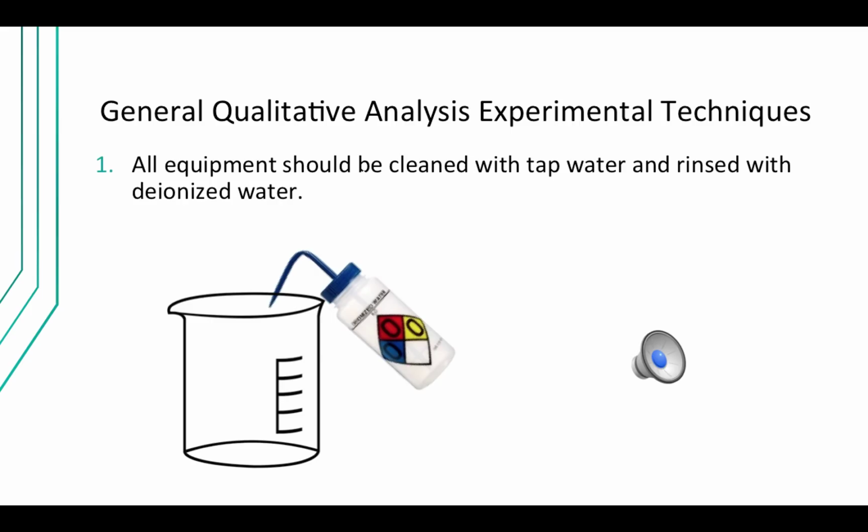I'm going to go over a couple of general qualitative analysis experimental techniques. Adherence to these following techniques should enable you to avoid most problems that occur in qualitative analysis. So the first one is that all of your equipment should be cleaned with tap water and completely rinsed out by deionized water. This eliminates any contamination that may occur during your experiment and allows you to have a pure solution, so there's no mistakes.